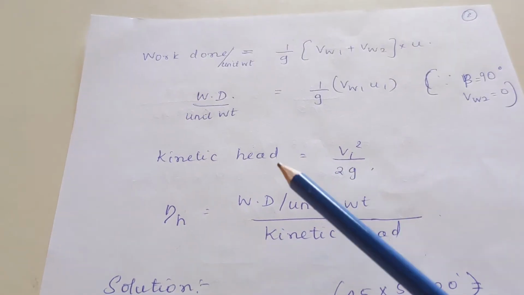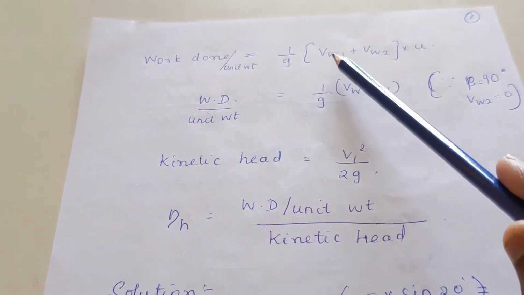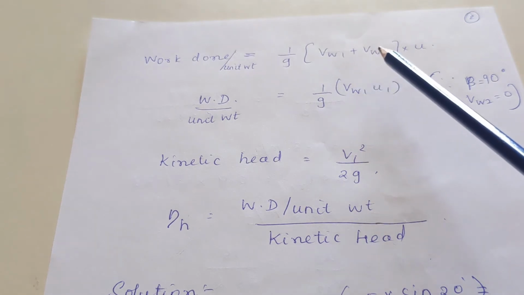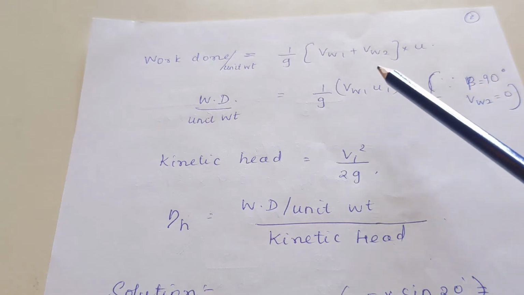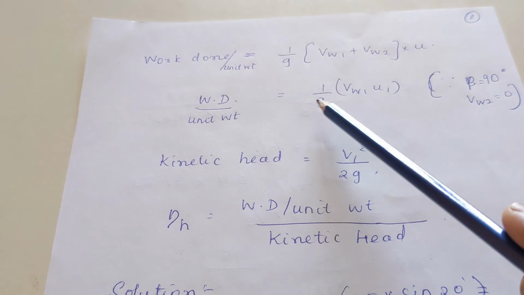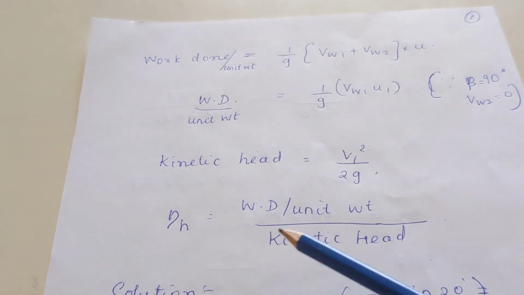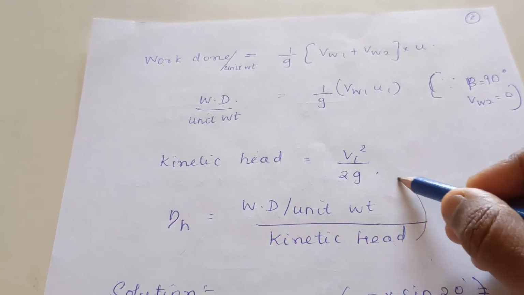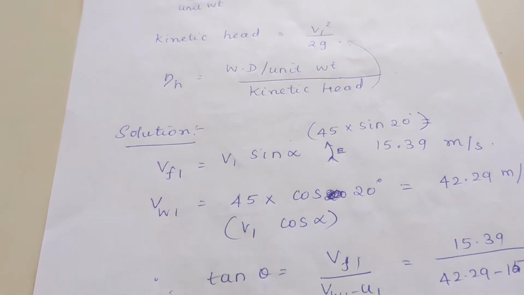The next formula is work done per unit weight. We know the general equation (vw1 plus vw2) into u divided by g. Here beta is equal to 90 degree, that is radial discharge at the outlet. So vw2 will become 0. Our formula is work done per unit weight will be vw1 u1 divided by g. And eta h is equal to work done per unit weight divided by kinetic head. What is the kinetic head? It is v1 square divided by 2g. Clear? Now we are going to solve the problem.